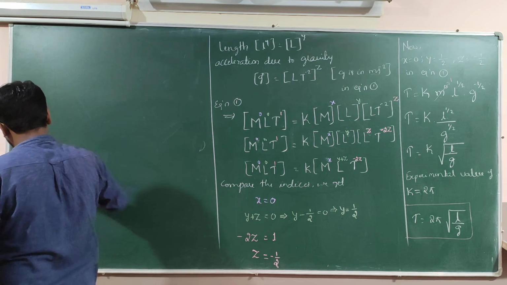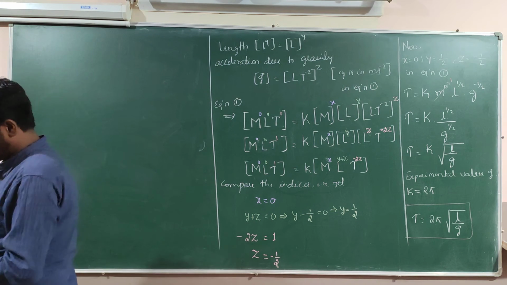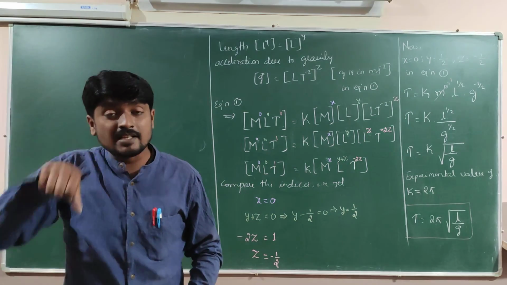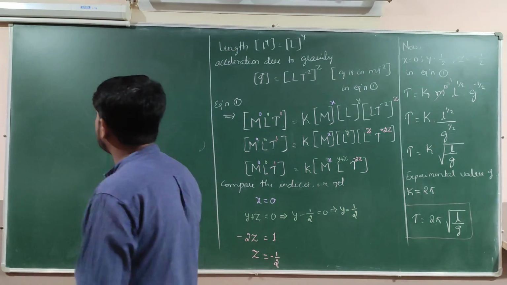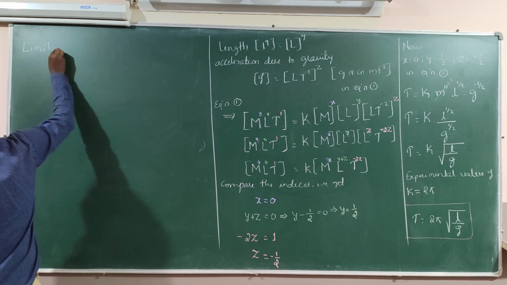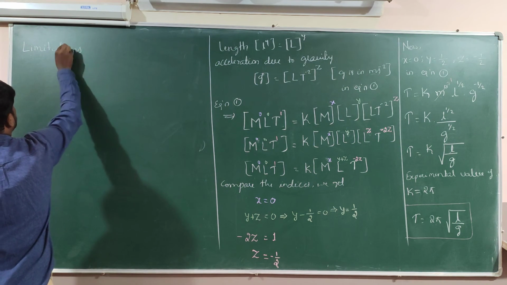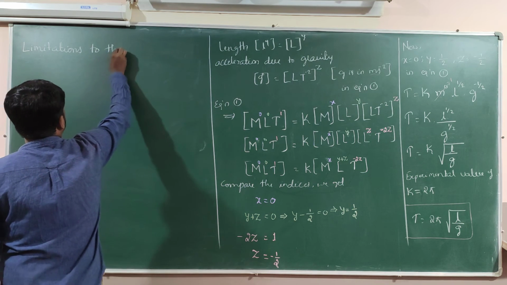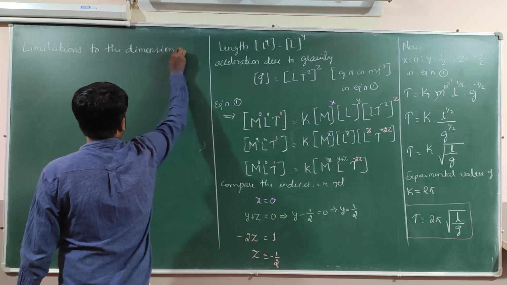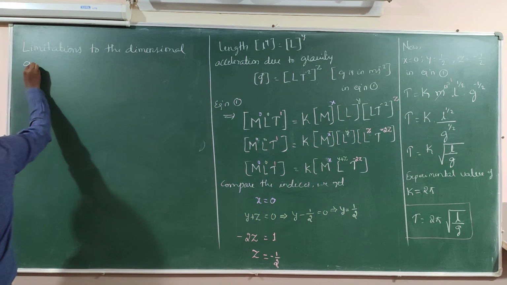Now, the last thing of this chapter is the demerits, or the limitations of dimensional analysis. I can write here: limitations of dimensional analysis.